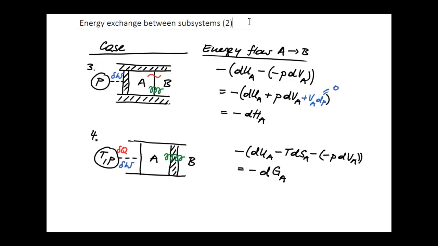So to summarize these two pages, there are different scenarios. System A can be coupled to different kinds of reservoirs, in exchange with system B, then the remaining forms of energy. And when you want to know how much energy can be transferred to system B, then the answer is always a change of some thermodynamic potential, depending on the kind of reservoir that it's coupled to.